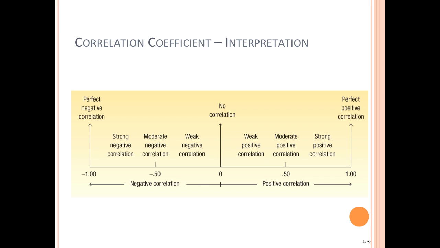So whether it's positive or negative doesn't affect the strength of the relationship. It's the magnitude of the correlation. So negative 0.5 is stronger than a positive 0.39. It has nothing to do with the sign.